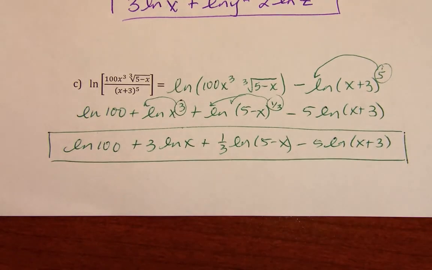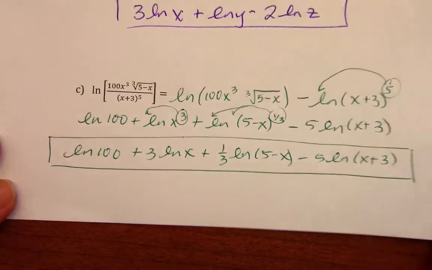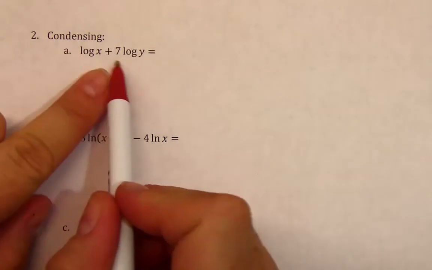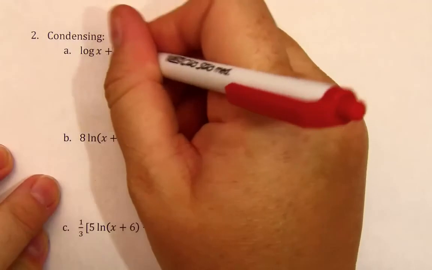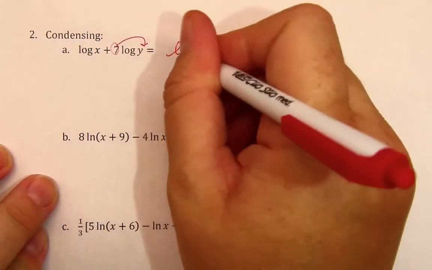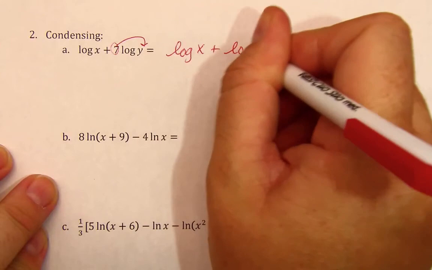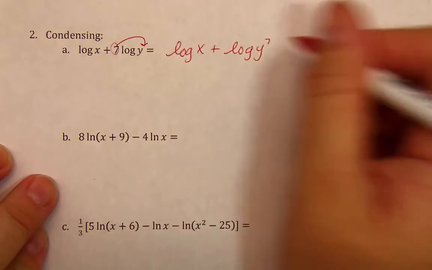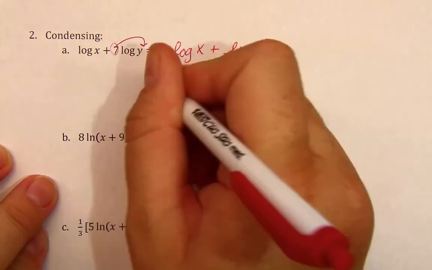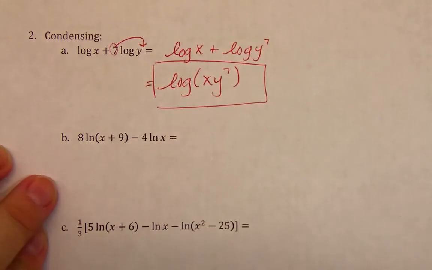So that's expanding. Now going the other direction is called condensing. We can condense a logarithmic equation. So looking at this first example here, we said that addition condenses to multiplication. I also see that that 7 can go up on the y here. So I have log x plus log y to the 7th power, and then log x y to the 7th power. And that would be my answer. Okay.